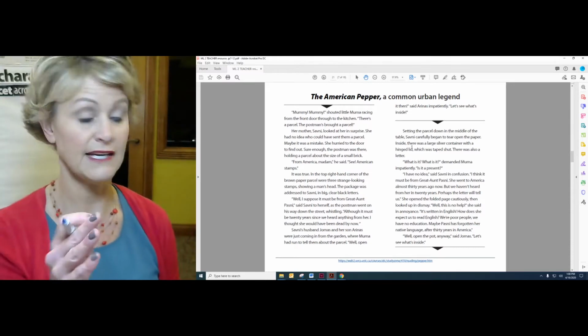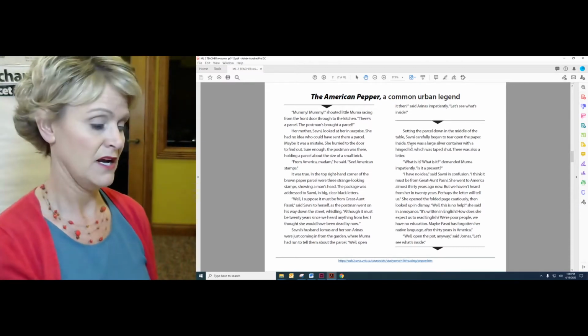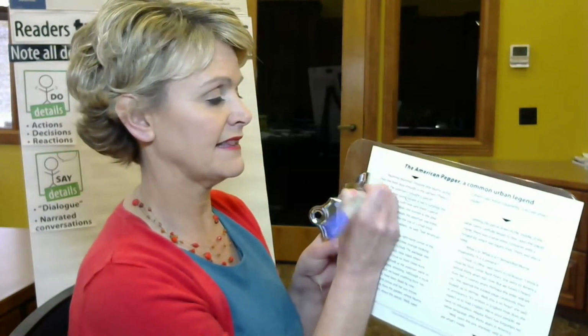Okay, my thinking voice is saying she looked at her. That's an action. So I'm going to actually put a box around looked at her in surprise. All right, put a box around it. And in the margins, I'm going to say that's a do. That's something she did. All right, action.